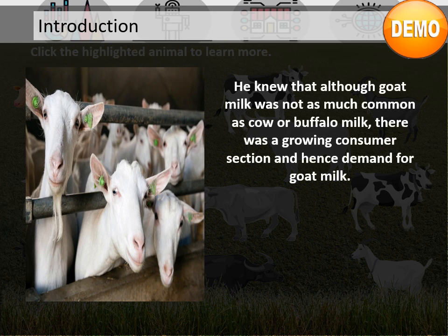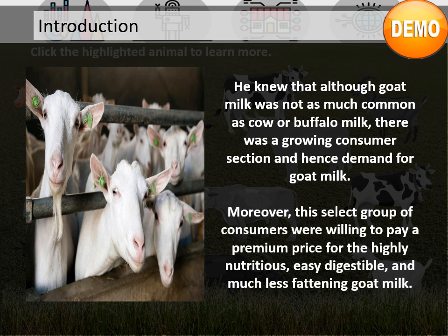He knew that although goat milk was not as common as cow or buffalo milk, there was a growing consumer section and hence demand for goat milk. Moreover, this select group of consumers were willing to pay a premium price for the highly nutritious, easily digestible, and much less fattening goat milk.